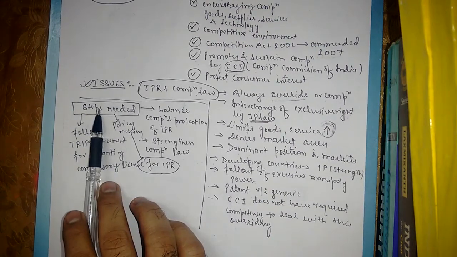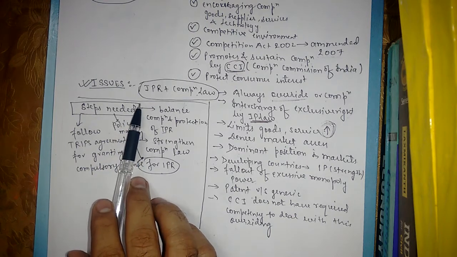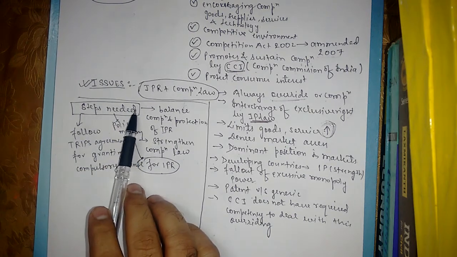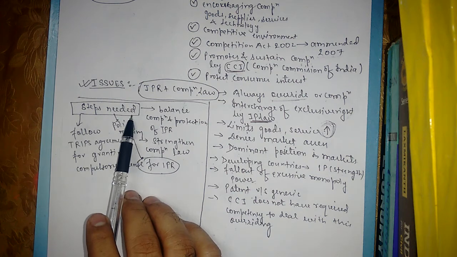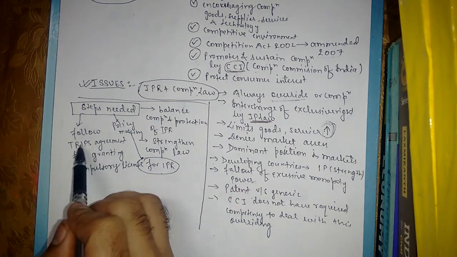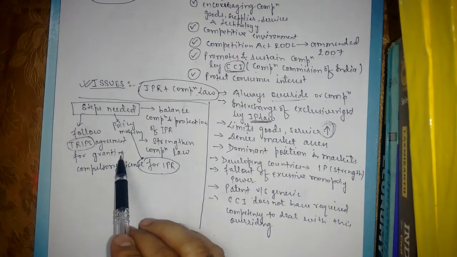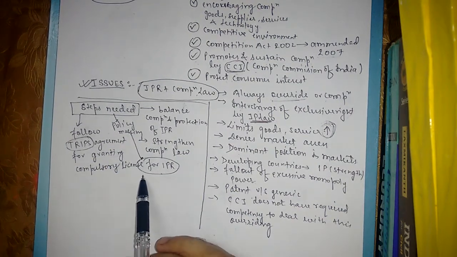Last thing for this issue: what are the steps needed, the way ahead that we need to think about for this overriding issue of intellectual property rights and competition law. First of all, you need to follow the TRIPS agreement for granting compulsory licenses, right?